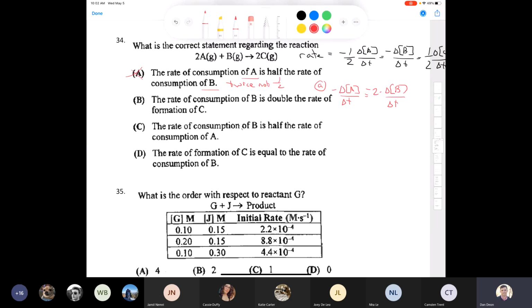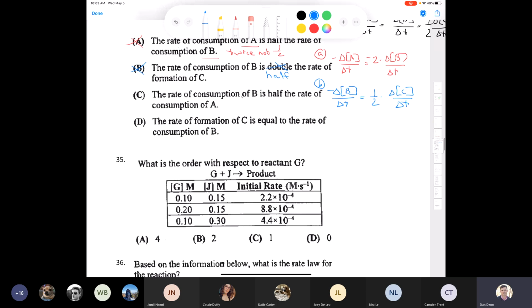If we look at B, we're going to go through each one of these. It says the rate of consumption of B is double the rate of formation of C. So if we write out the rate of consumption of B over time, it is equal to 1/2 times the change in concentration of C over time. So it is not double, it is half. So this one is incorrect.